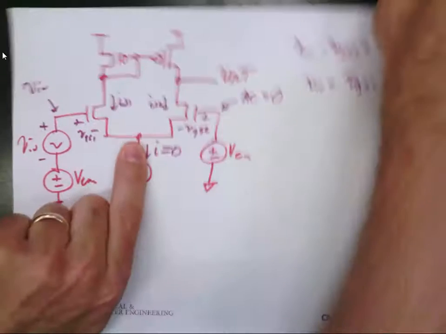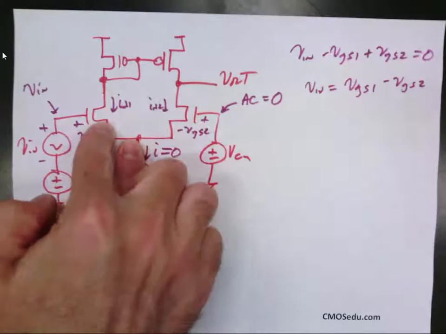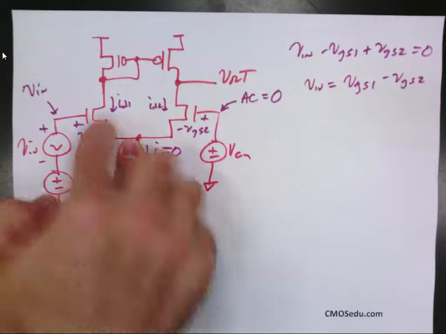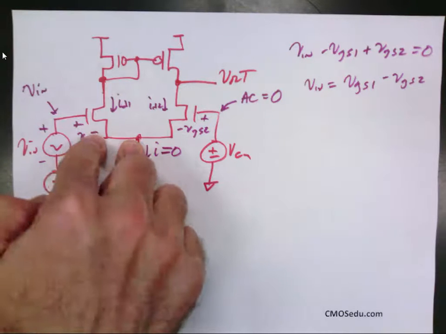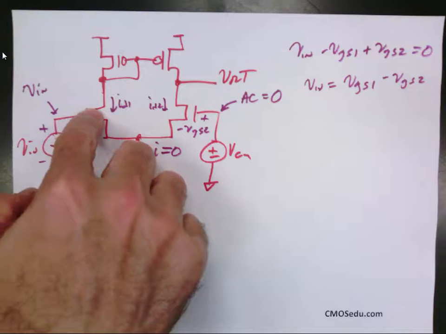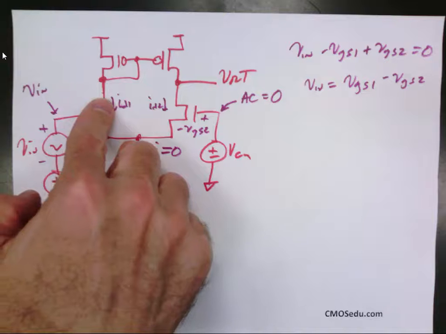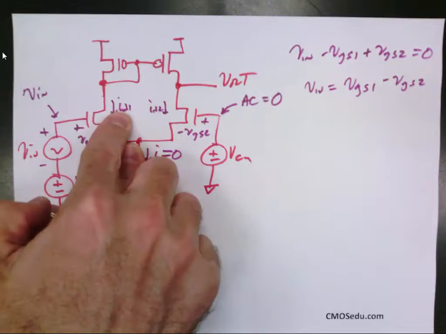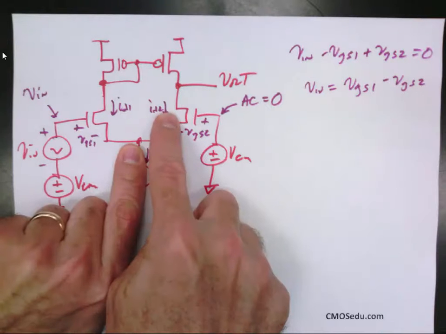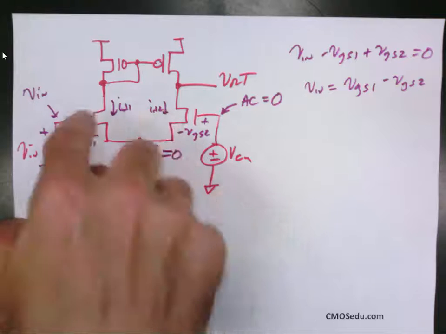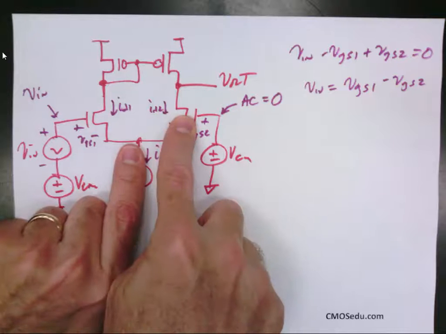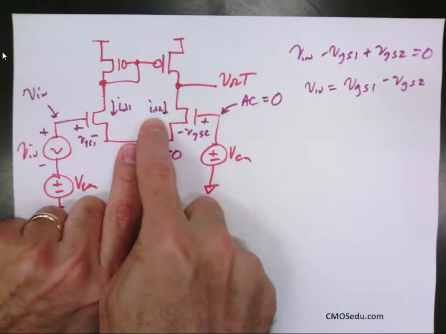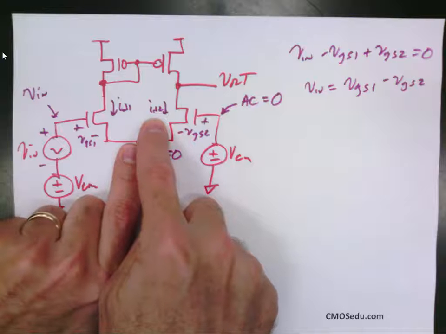Now, no current flows through here. So what this means is if I have 20 microamps flowing in here, and there's 1 microamp of AC current, it means the current goes from 20 up to 21. The AC ID1 is 1 micro. This current goes from 20 to 19. So we have 21 and 19 flowing in each transistor. So I say ID2 is minus 1 microamp.